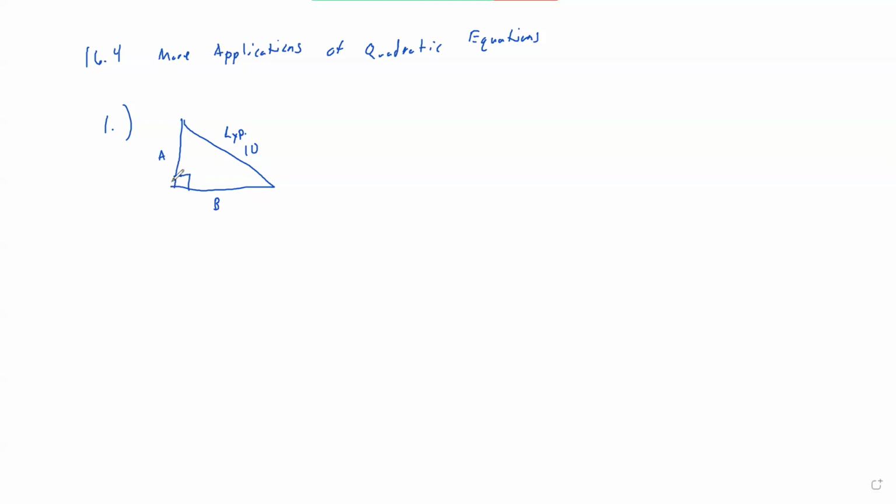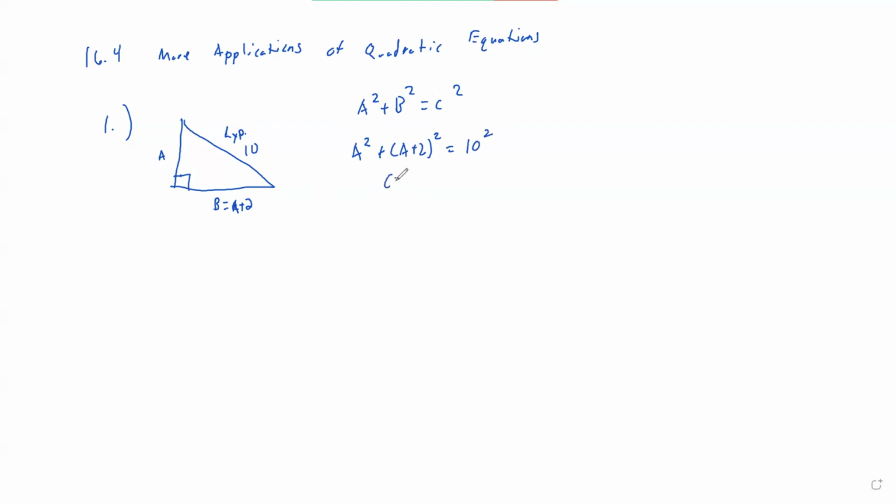All right, so in that situation, if you just let A be A, then B must be A plus 2, because then B would be 2 feet longer than the other leg. And it's just asking you now, what are the lengths of the legs? So remember, in this situation, you can use A or you can use X, however you want to do it. But the equation is A squared plus B squared equals C squared. So when I plug this in, I get A squared plus A plus 2 squared equals 10 squared. So I just plugged in what we just labeled everything as.